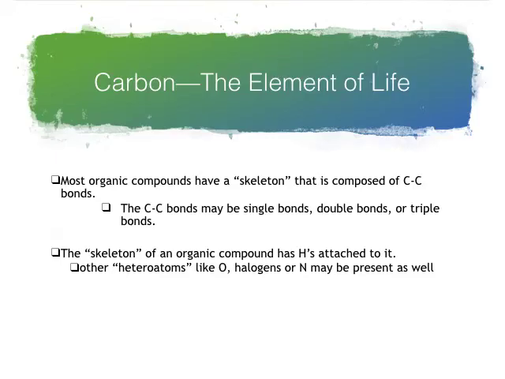Most organic compounds have a skeleton that is composed of C-C bonds. The C-C bonds may be single bonds, double bonds, or triple bonds. The skeleton of an organic compound has H's attached to it. Other heteroatoms like oxygen, halogens, or nitrogen may be present as well.